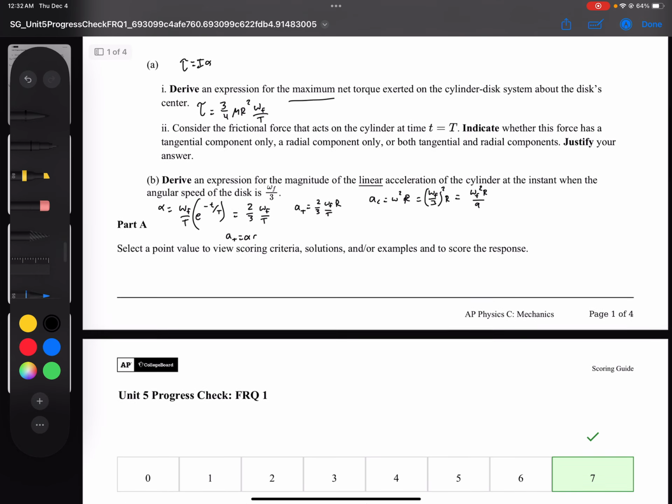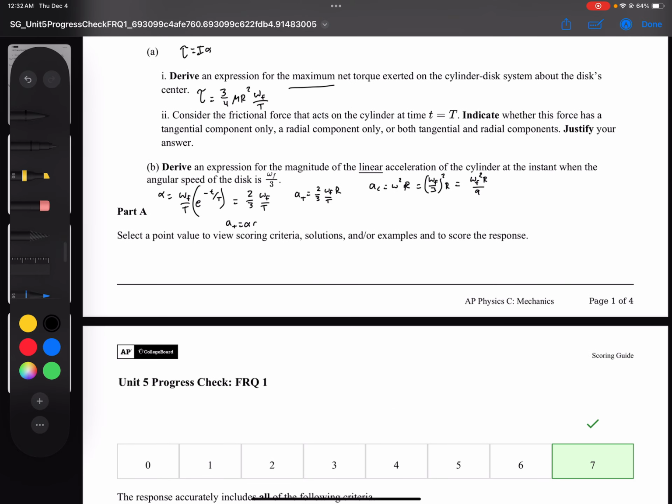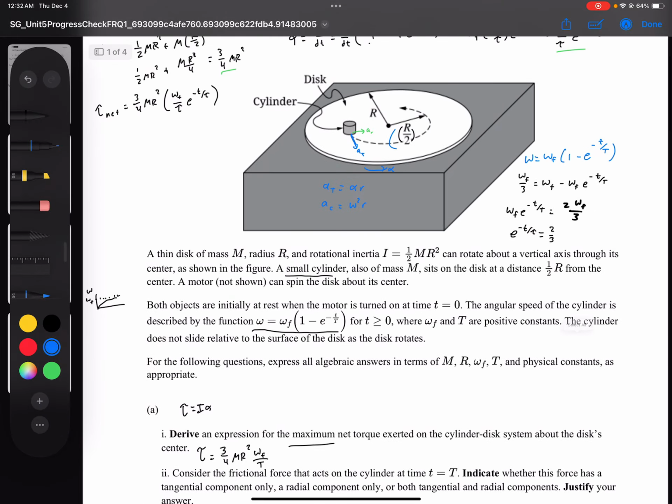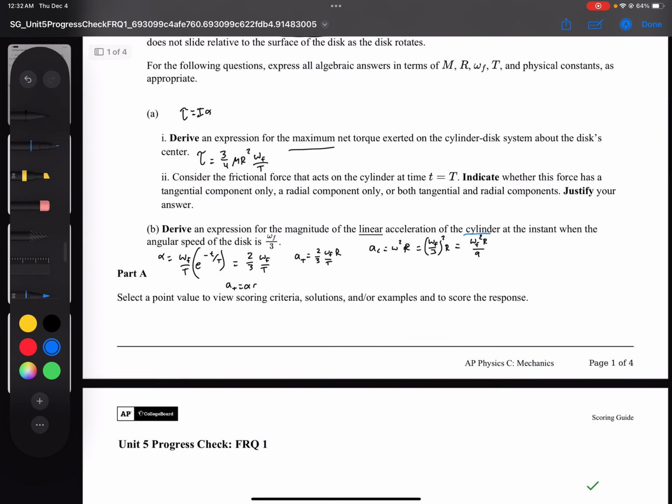Okay, so we're considering the angular acceleration of the cylinder, the linear acceleration of the cylinder. So the cylinder, okay, it's at a radius r over 2. All right, so let's work back here.